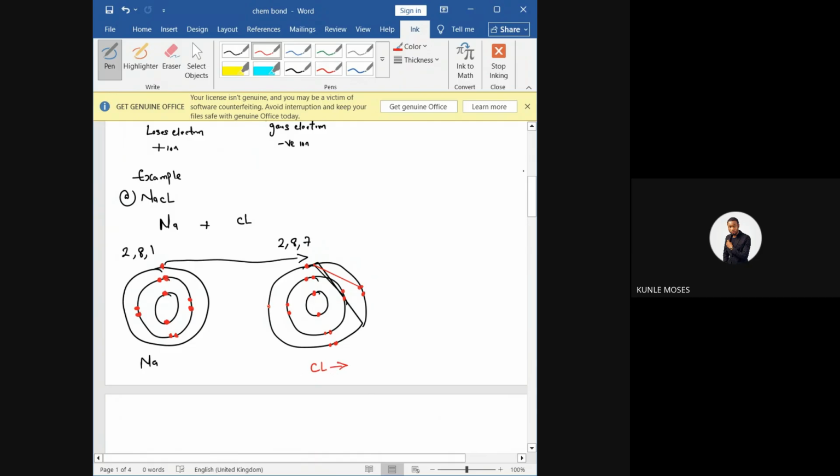Now, chlorine needs 1 electron to have the octet rule. Sodium wants to donate 1 electron to have the octet rule. That is why sodium chloride is an example of ionic bond, because one is donating, one is receiving.